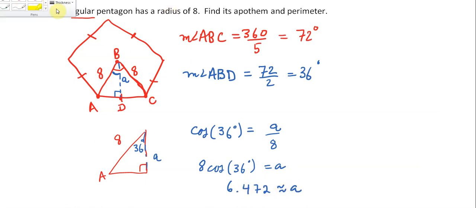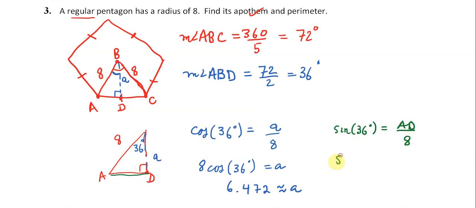Now that we took care of the apothem, now let's talk about the perimeter. So this point down here, I think I labeled it D, right? So that corresponds to this point. If I want to find the perimeter, that's the length all the way around the pentagon. So I can also make good use of the information that I have. To find this length here, AD, I need to use the sine ratio. So sine of 36 degrees is equal to AD over the hypotenuse, which is 8. So 8 times the sine of 36 is equal to AD.